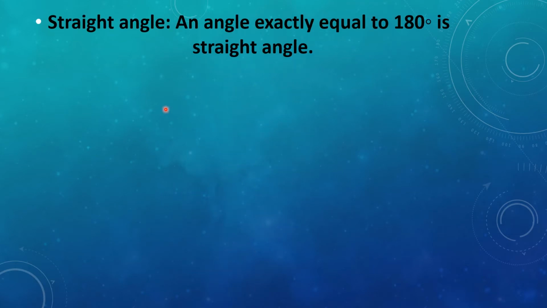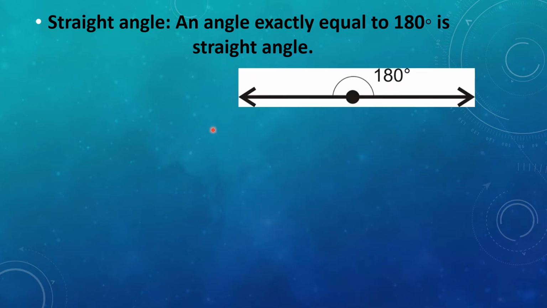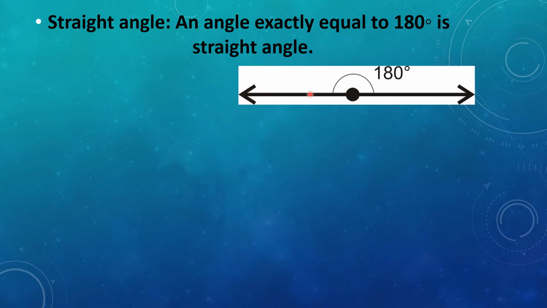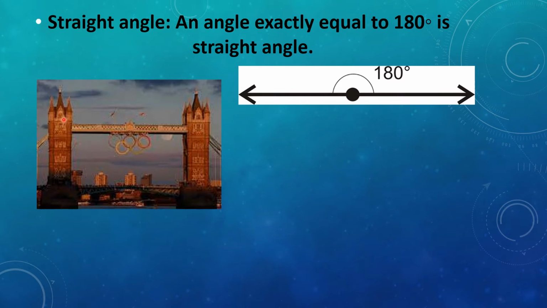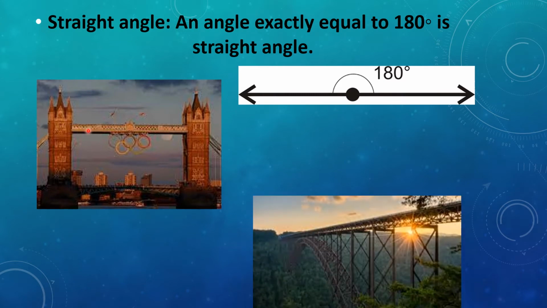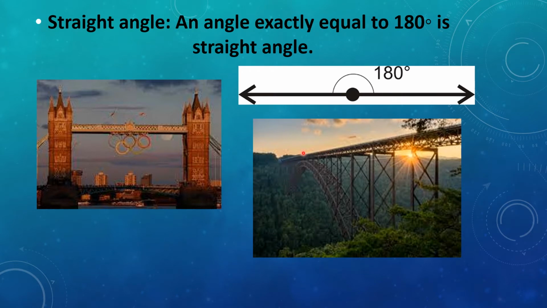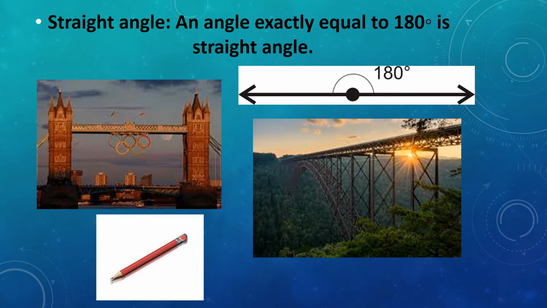Next, what is a straight angle? An angle having a measure of exactly 180 degrees is known as a straight angle. See here, a straight line will always measure 180 degrees. Here you can see that this line forms 180 degrees. Here a bridge also forms 180 degrees. Here a pencil is always straight, so it forms 180.